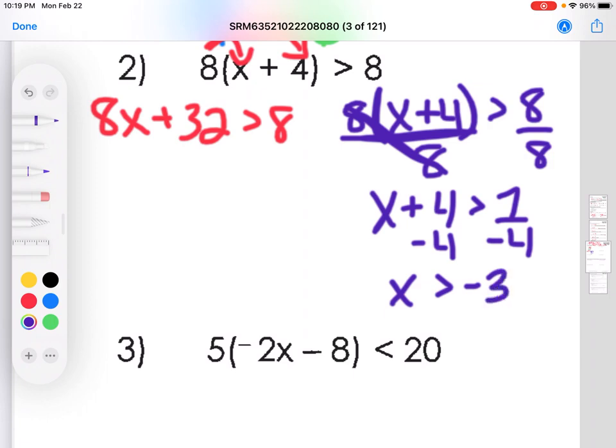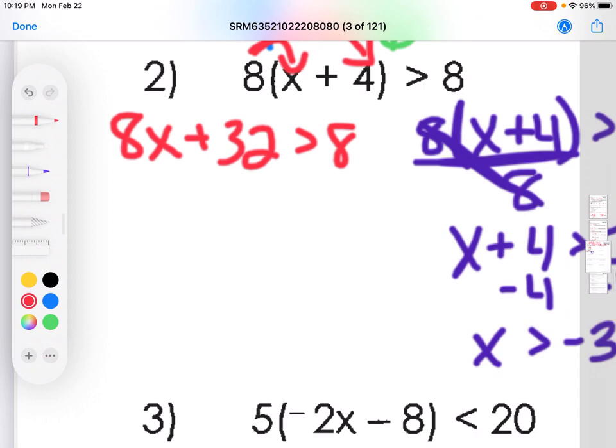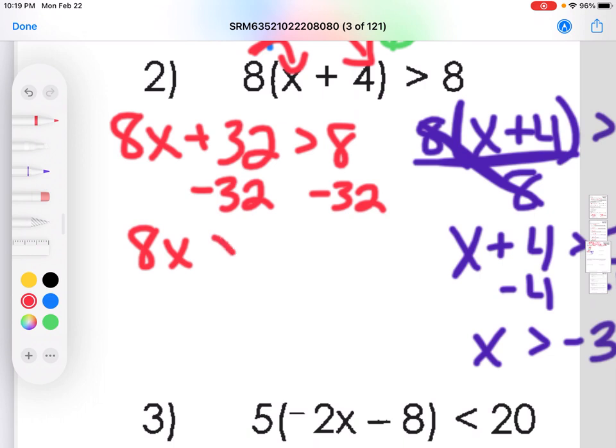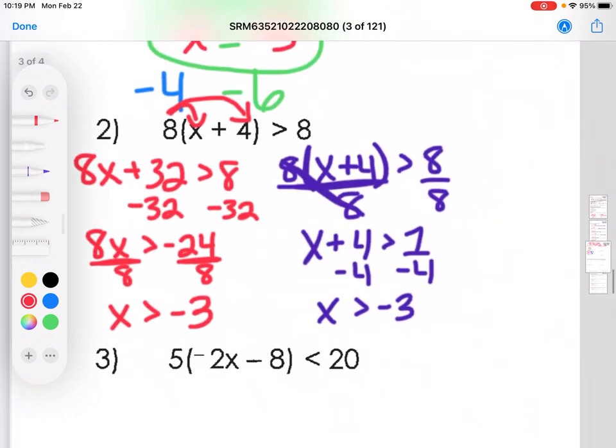And then going back to this distributive method. So if you use distributive, now I need to subtract from both sides first. So subtract 32 from each side. And that gives you 8 times x is greater than 8 minus 32, which is negative 24. Now I can divide both sides by 8. And that gives me x is greater than negative 24 divided by 8, which is negative 3. So you see both methods gave you the same answer.